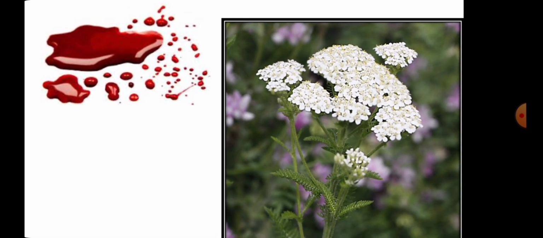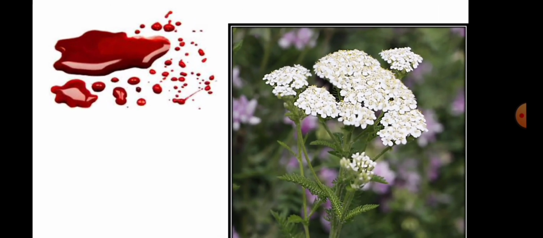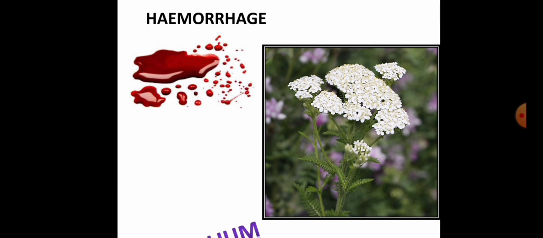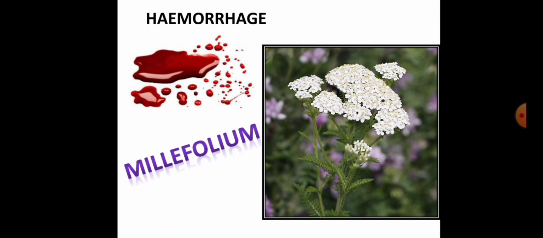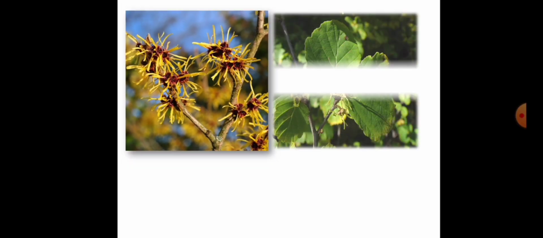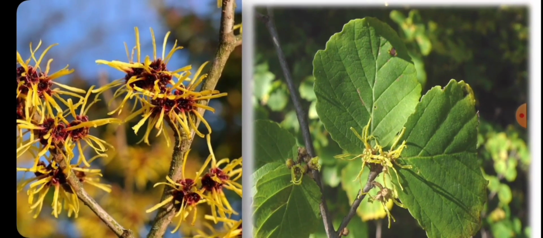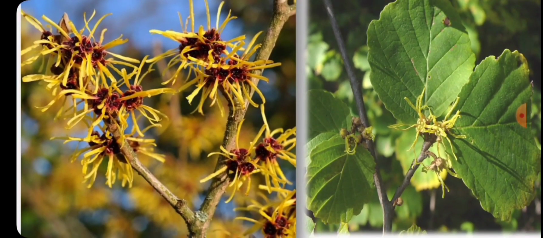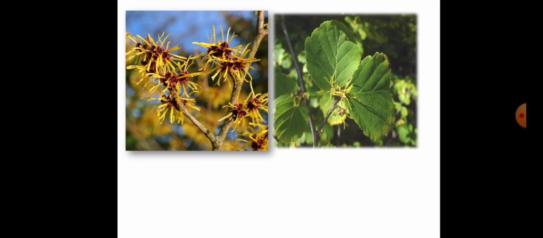You can see the plant which has flowers something like this, which we call millifolium. Most often millifolium mother tincture is used. Then you can see the plant which has leaves of this sort, and flowers of this sort, which we call witch hazel also. This is also one of the best drugs to control bleeding, hamamelis.